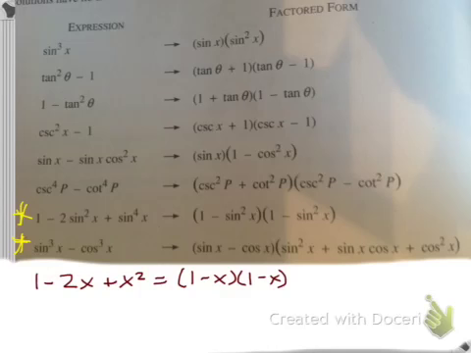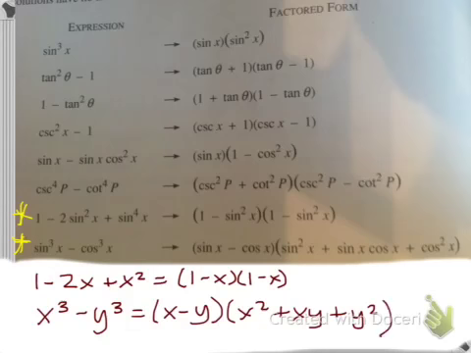For the other one, think back to what it looks like when you have an x cubed minus y cubed, and you may or may not remember, but it looks like this. So it's just following that pattern.